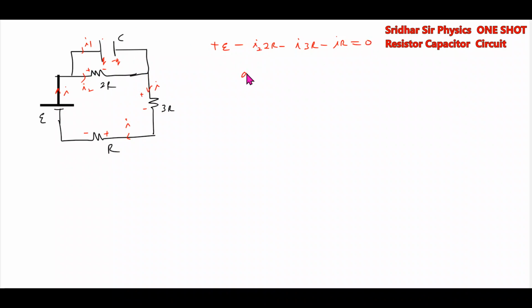Then writing the equation here, Q by C plus, this is the positive plate. Then I'll move like this: plus Q by C minus I2 into 2R equals 0. Who is responsible for the current? I equals plus dq by dt. Then what is the KVL equation? I equal to I1 plus I2. Substitute this and you can solve it.